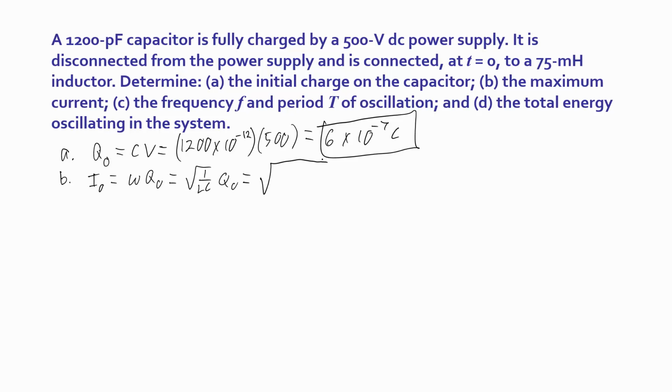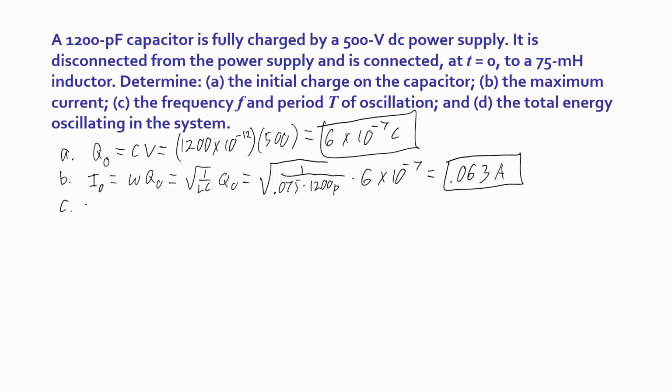So square root of 1 over 75 millihenries, which is 0.075 henries, multiplied by 1200. I'll just write pico here and remind myself to type 10 to the negative 12th when I put it in the calculator. And then we multiply that by Q naught, so 6 times 10 to the negative 7th. And this works out to be 0.063 amps, or 63 milliamps.